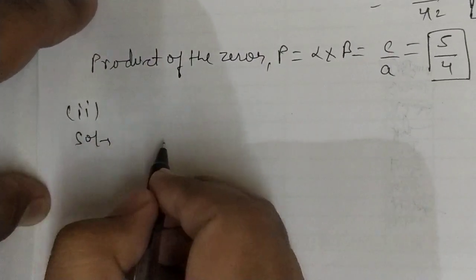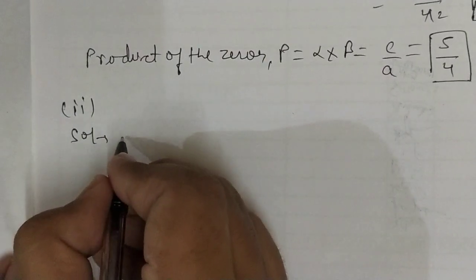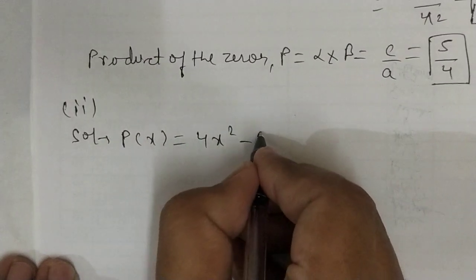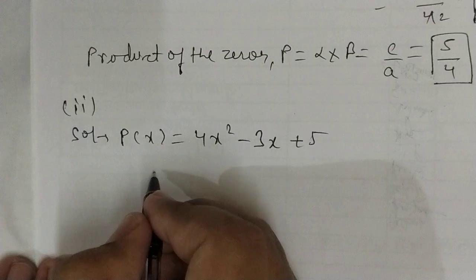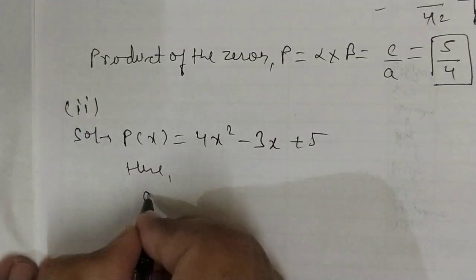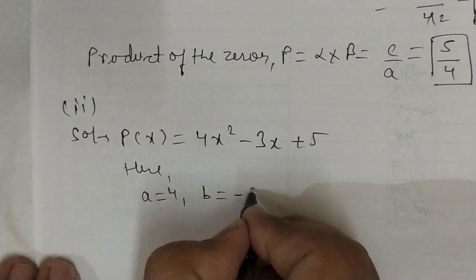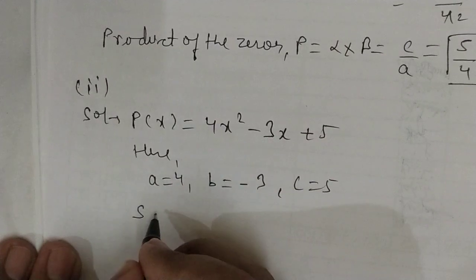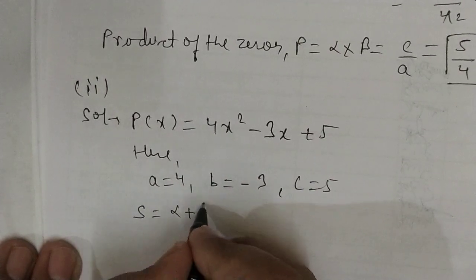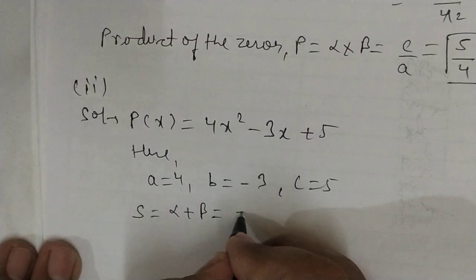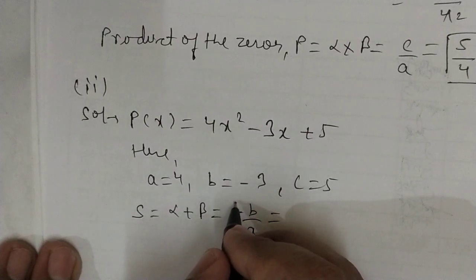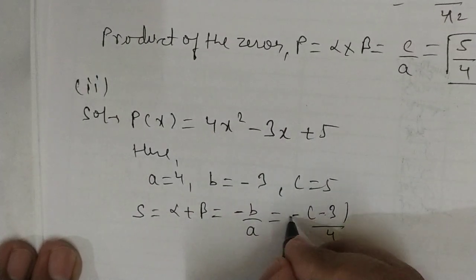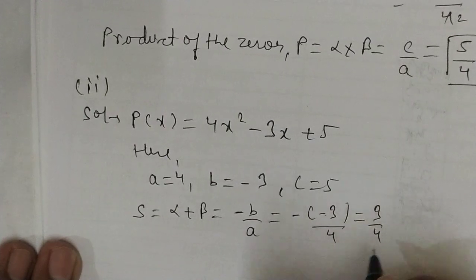Now in this question I will not write the full statement, I will directly do it. So what is given here? P of x is given as 4x square minus 3x plus 5. Here a is equal to 4, b is equal to minus 3 and c is equal to 5. So s is the sum. What is the meaning of s? Sum, that is alpha plus beta. Alpha plus beta is equal to minus b by a. What is the value of minus b? Minus of minus 3 upon 4. This minus minus becomes plus, so 3 by 4.